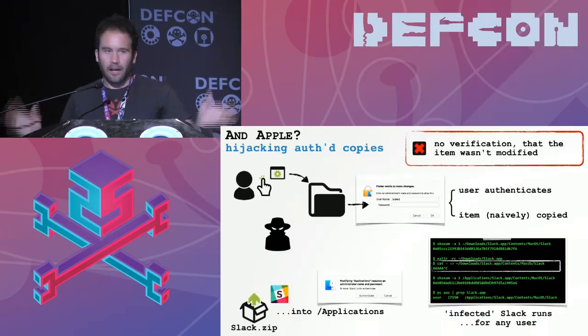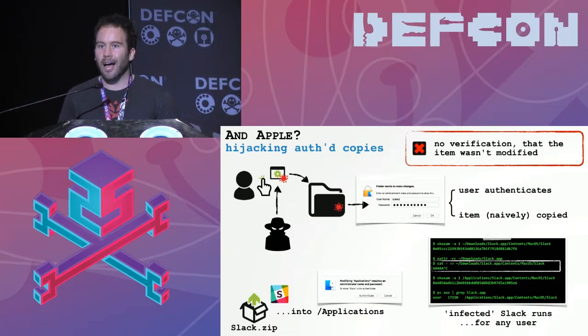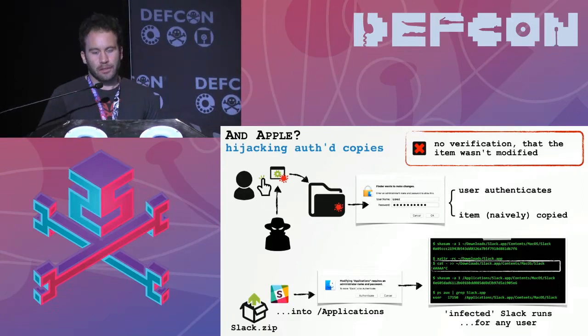All right, enough knocking on third-party apps. I think by this time we understand that the AuthorizationExecuteWithPrivileges function is shoddy, don't use it, but everyone pretty much does. So I want to talk about some issues in Apple's code now. They're not safe from these issues either.